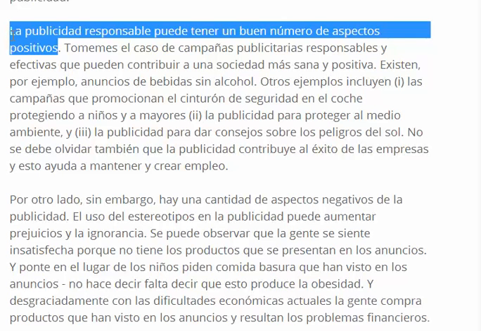La publicidad responsable puede tener un buen número de aspectos positivos. Responsible publicity can have a good number of positive aspects.